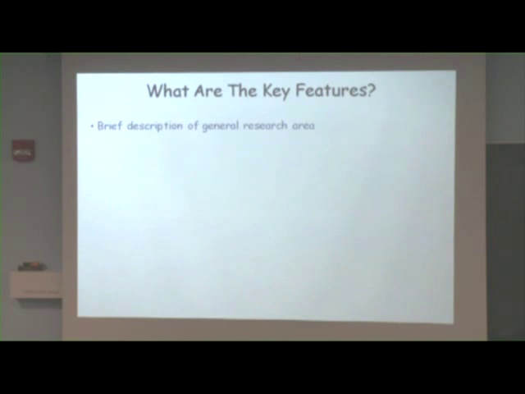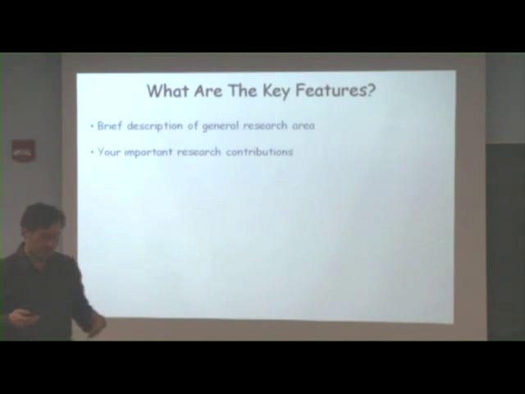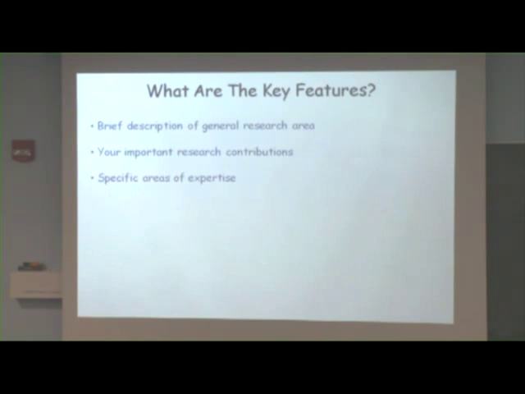Of course, the first one is that you want to have a brief description of the general research area. As you'll see, even in mine, I have this top paragraph there. That's just a general description. And then you get into some of the important research contributions that you have amassed, which of course describes your research. And then specific areas of expertise. So what is your expertise?